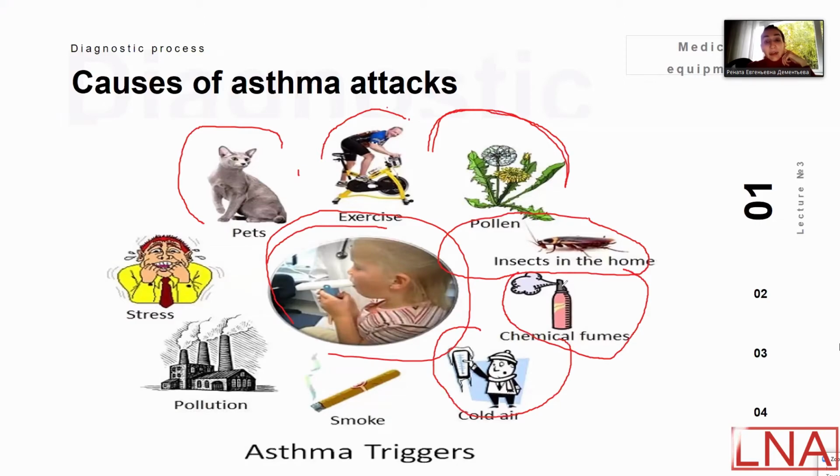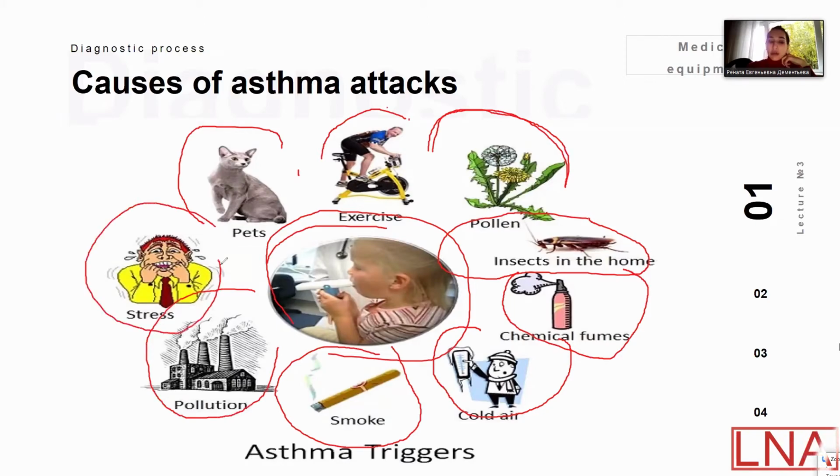cold air as a provoking factor for development of a bronchial attack. Smoking, active and passive, do not forget about the damage of passive smoking. Environmental pollution and psycho-emotional stress. These are the main causes and the main agents which can provoke the asthma attack, or suffocation, or development of an attack of dyspnea.